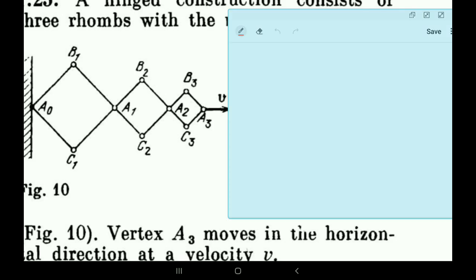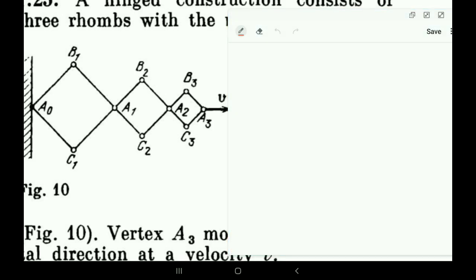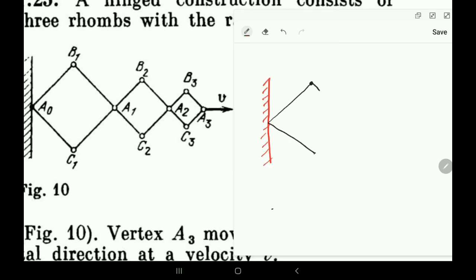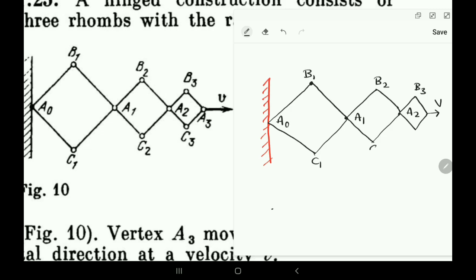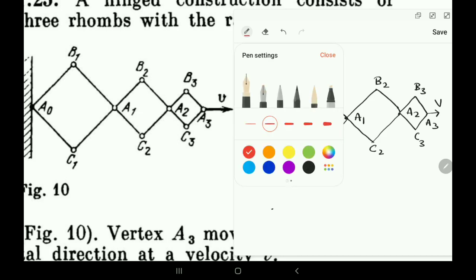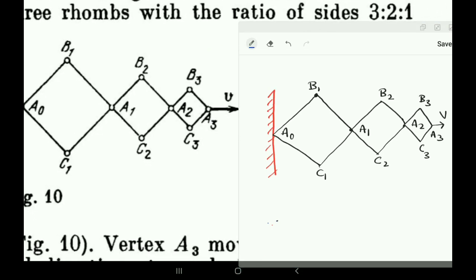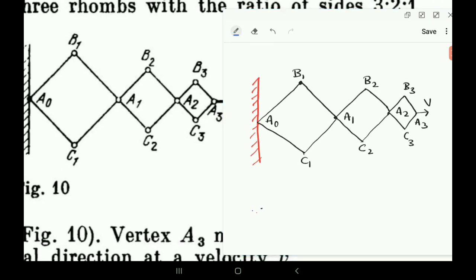So let's draw the figure first. The first ritual before solving any question. So let's draw the figure and name all the points. So this is the wall. Basically what I'm going to do, I'm going to write all the coordinates of A3, A2, A1, and then I'll differentiate dx upon dt. Then dx upon dt will give me the velocities with respect to ground frame.